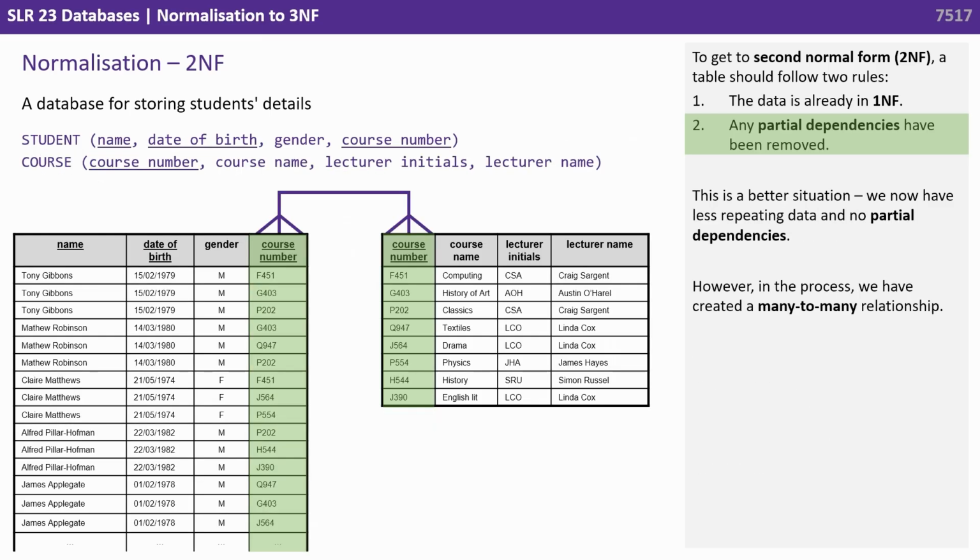This is a better situation. We now have less repeating data and no partial dependencies. However, in the process, we've created a many-to-many relationship.